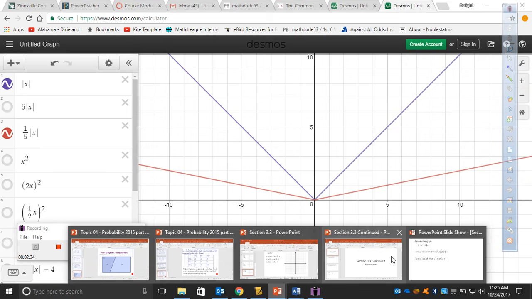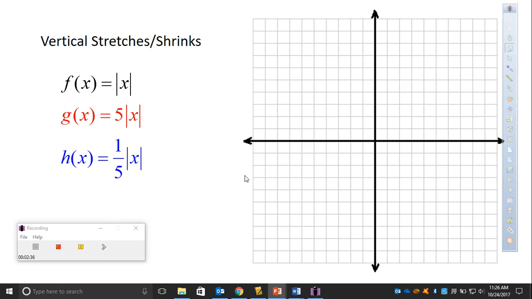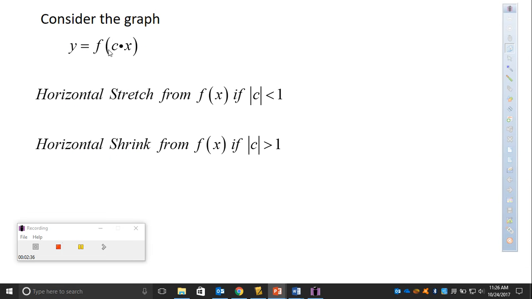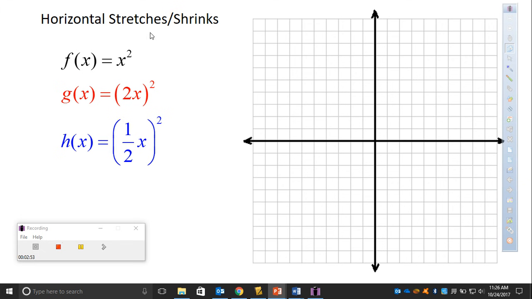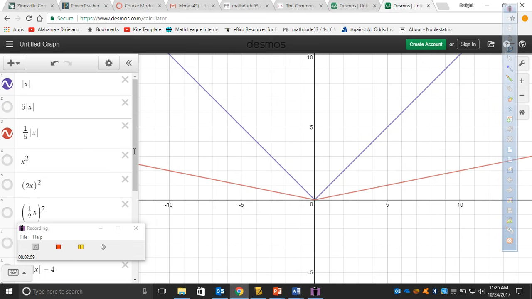Now, getting into horizontals, c is on the inside now: f of c times x. This time it's the opposite. If c is less than 1, that's a horizontal stretch. If c is greater than 1, that's a horizontal shrink. So they're both opposite of each other. Let's look at these three functions. I'm going to have those up on Desmos.